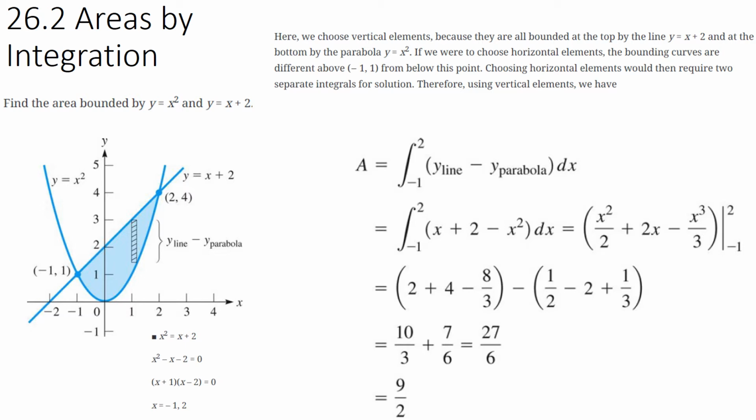And I want to evaluate it at 2 points, the 2 and then the minus 1, subtracting 1 from the other. If I plug that x squared over 2 plus 2x minus x cubed over 3, if I plug a 2 into that, I get 2 plus 4 minus 8 thirds, minus plugging a negative 1 into that. I get a 1/2, a minus 2, and a plus 1/3. Going ahead and doing the math, I find out that the total area in light blue is 9/2, or 4.5 units squared. So that's basically how you can find the area by integration.